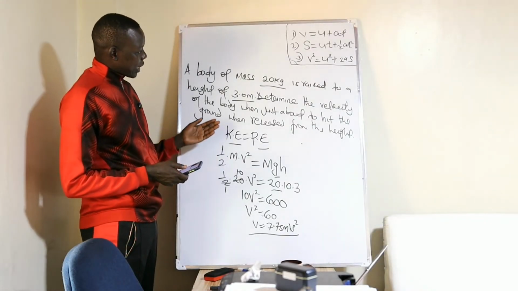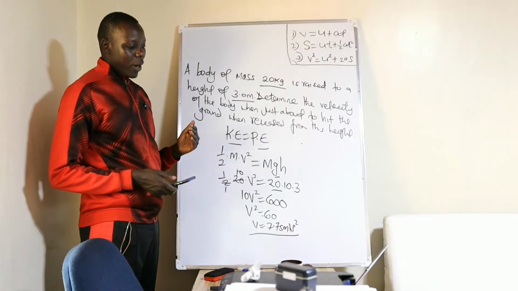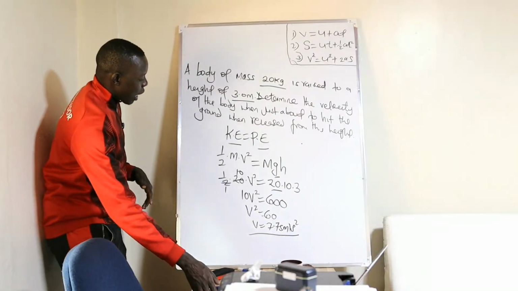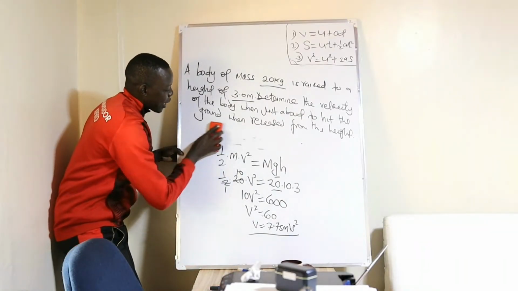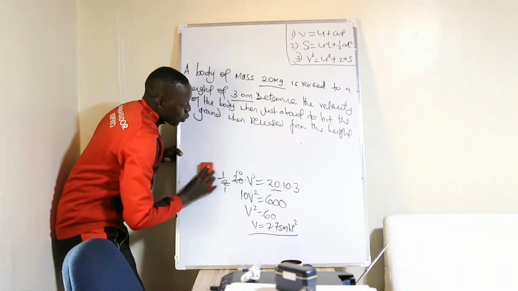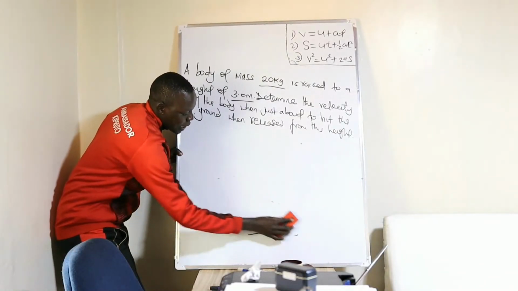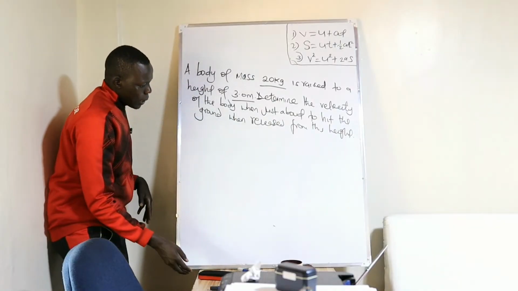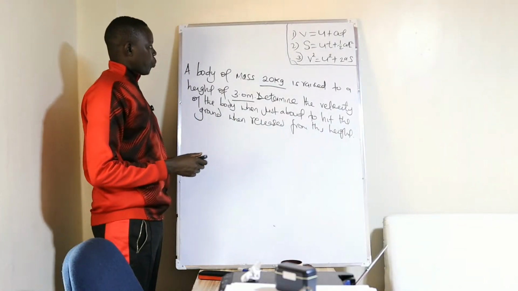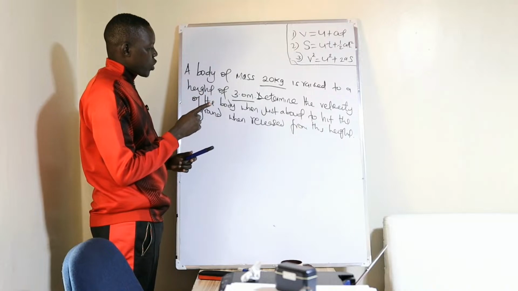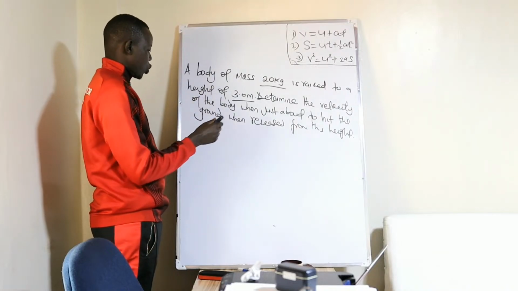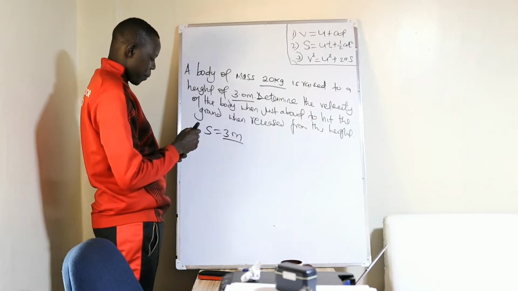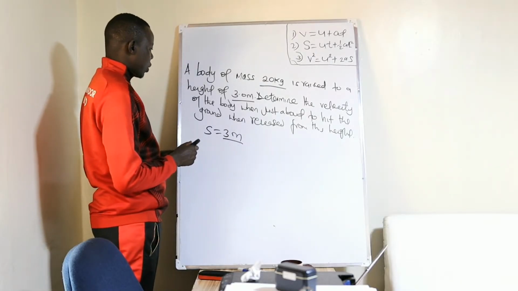Now, that's our second question for today. Now, let's go to another question. Before I go to another question, apart from using the formula kinetic energy equals potential energy, I want to try another method, and you will confirm with me whether it works out. A body of mass 20 kilograms is raised to a height of 3 meters. So S is 3 meters. Determine the velocity of the body.